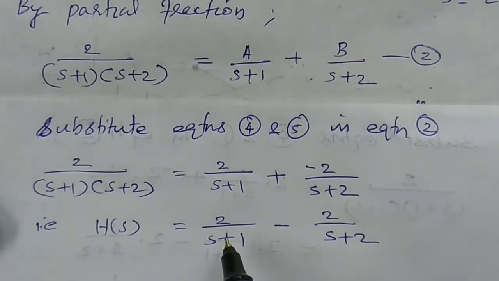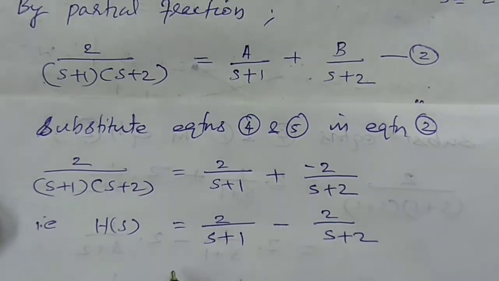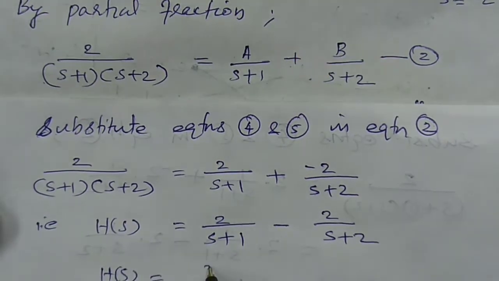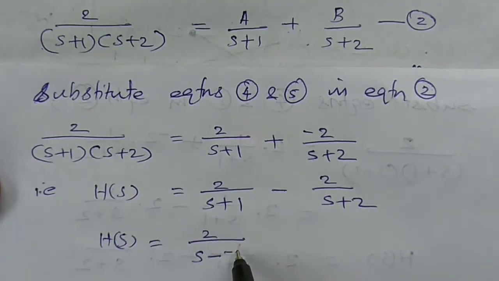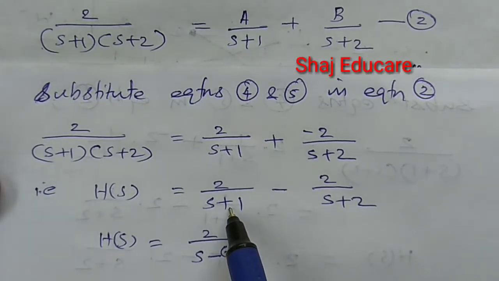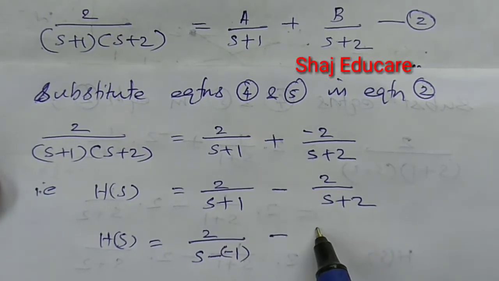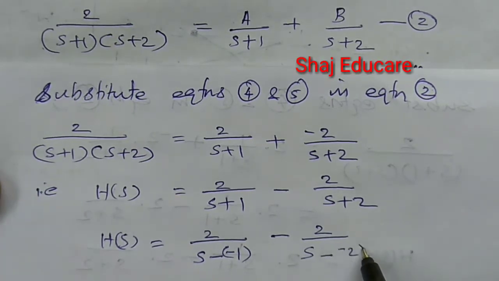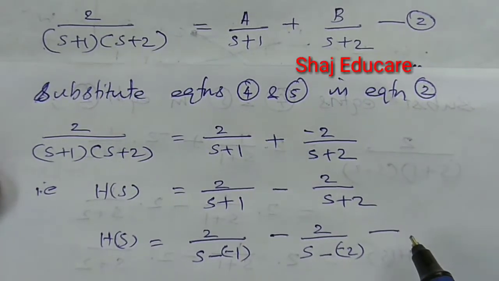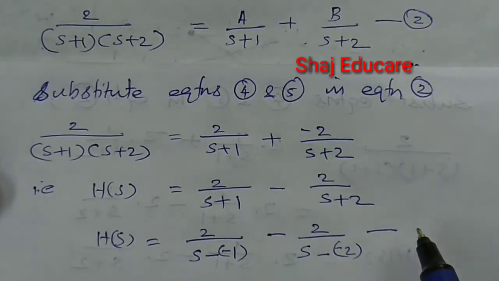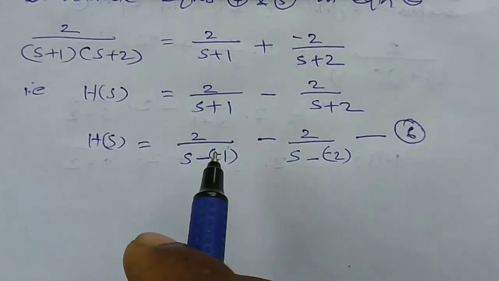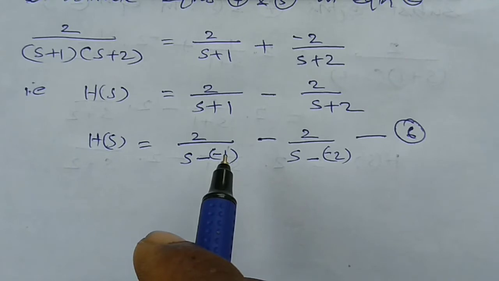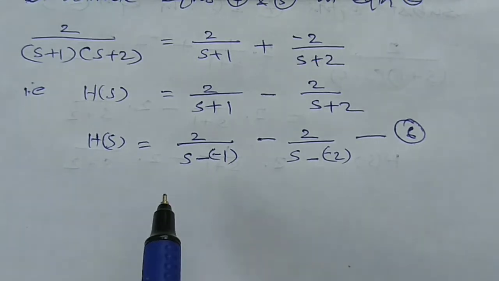Now let us express this in standard form. The RHS of the above equation can be rearranged as s minus minus 1, and minus into minus becomes positive, so that will be equal to s plus 1. Then minus, s minus minus 2 also. Let us mark it as equation number 6.